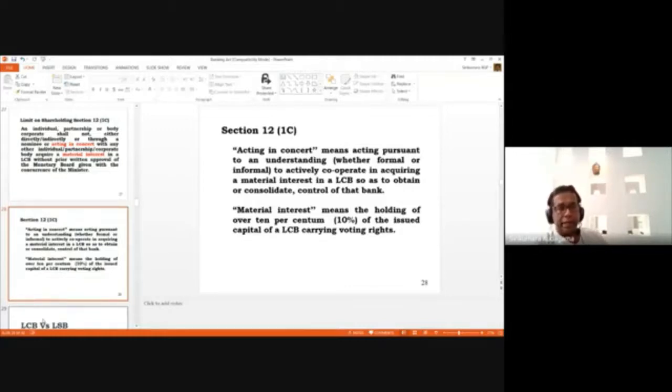Now, the 10% approval is for up to 10%. That is okay, that the law recognizes. For 10 to 15%, special approval has been given. If someone wants to go beyond 15%, that should be a very special approval obtained from the Monetary Board. Now, these are the general shareholding limitations. You may have heard of situations.